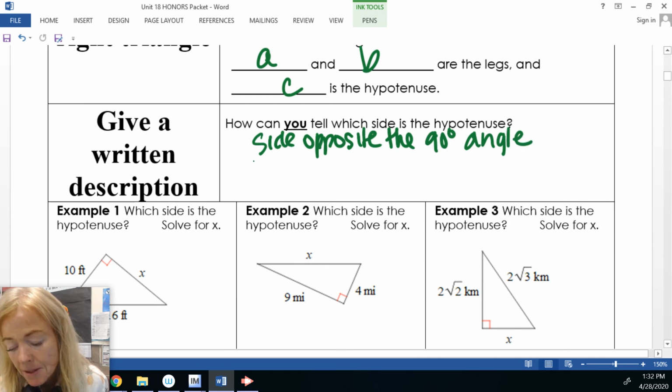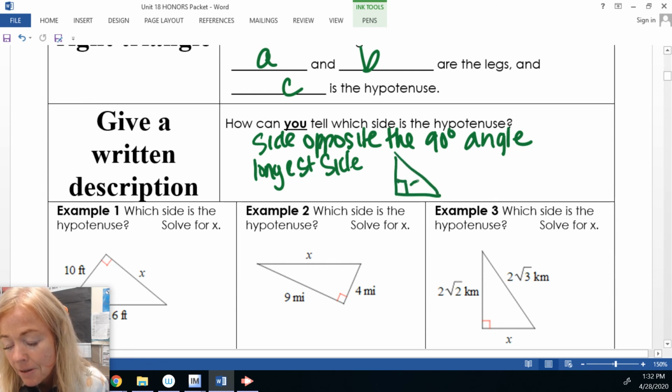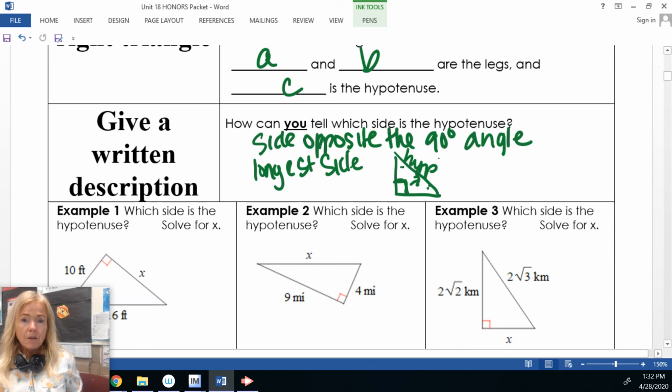All right, or it's the longest side. It has to be because it's opposite the greatest angle. 90 is the biggest angle. The other two are going to share 90, so they're going to be less than 90. But that 90-degree angle, the side across from it is going to be the longest side because it's across from the greatest angle.